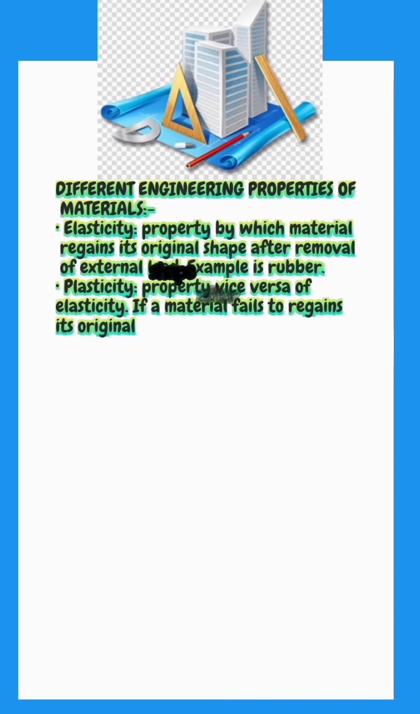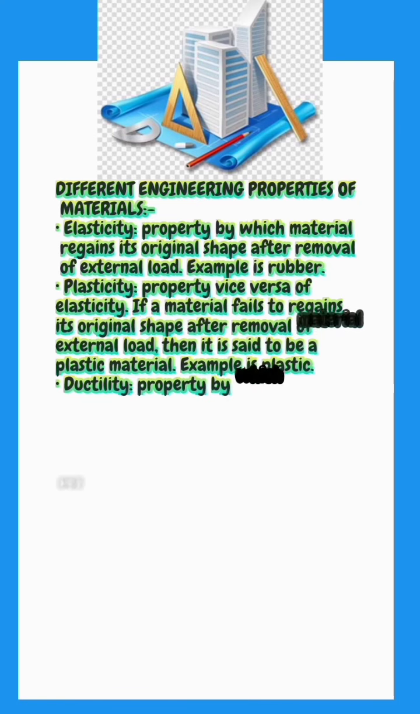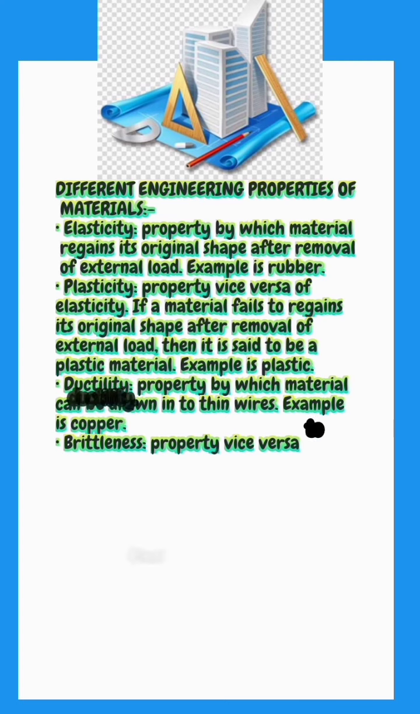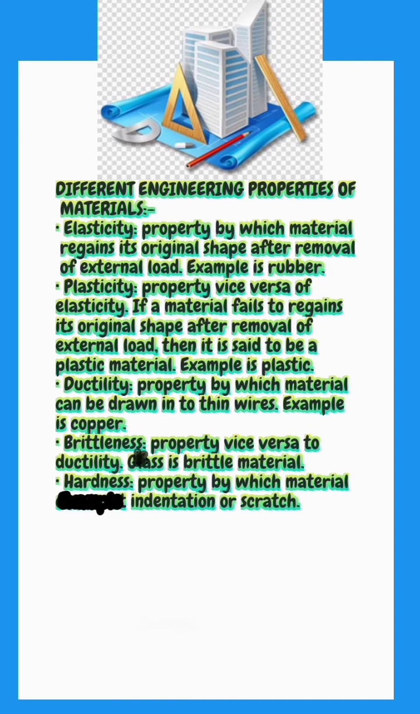Elasticity. Property by which material regains its original shape after removal of external load. Example is rubber. Plasticity. Property vice versa to elasticity. If a material fails to regain its original shape after removal of external load, then it is said to be a plastic material. Example is plastic. Ductility. Property by which material can be drawn into thin wires. Example is copper.